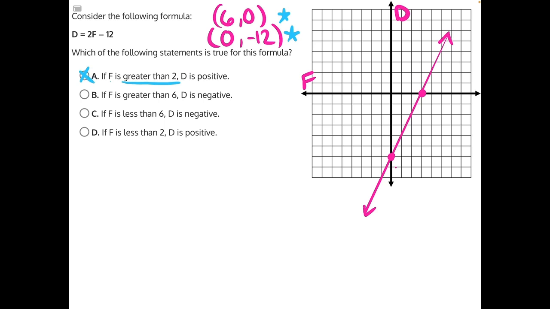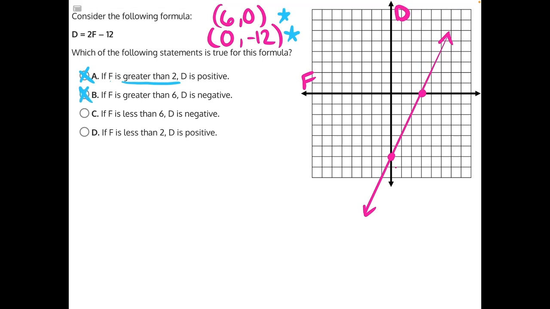B says if f is greater than 6, d is negative. So let's plot right at f is equal to 6. Greater than, d is negative. That's not true because all of these points are above the x-axis, making all of those d values positive. So that makes answer choice B incorrect.